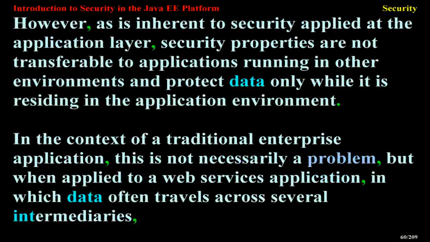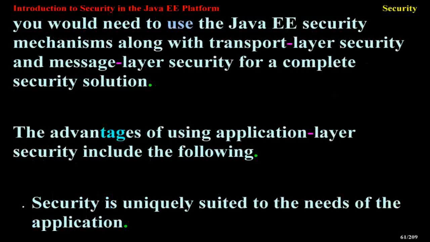However, as is inherent to security applied at the application layer, security properties are not transferable to applications running in other environments and protect data only while it is residing in the application environment in the context of a traditional enterprise application. This is not necessarily a problem, but when applied to a web services application, in which data often travels across several intermediaries, you would need to use the Java EE security mechanisms along with transport layer security and message layer security for a complete security solution.